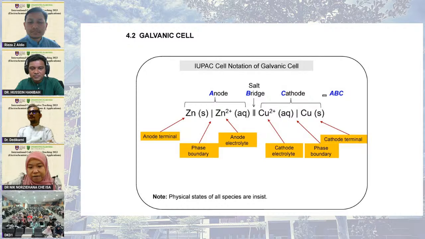So at the anode side, the A, you start with the electrode first, separate with the phase boundary, and then the electrolyte. And then the double line here for the salt bridge, and for the cathode, start with the ion first, phase boundary, and the electrode. Okay, so this is the cell notation for the galvanic cell.